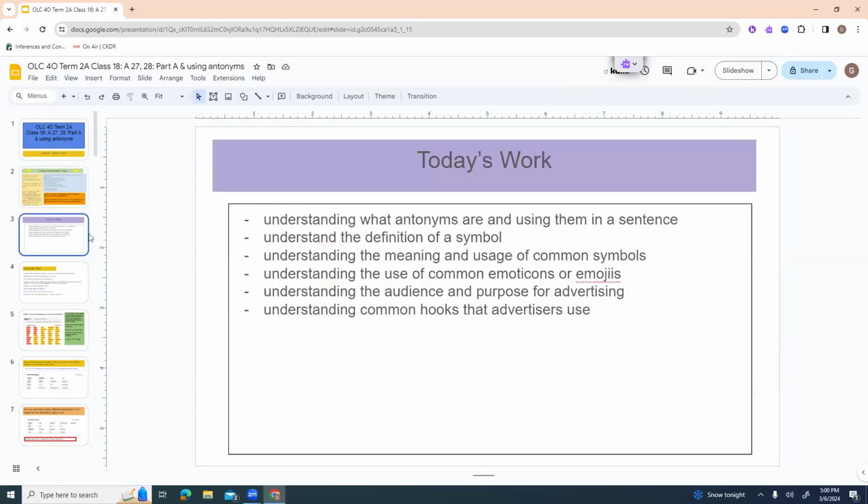All right. Today's work, we are going to look at what antonyms are and how we can use them in a sentence, understand the definition of what a symbol is, understanding the meaning and usage of common symbols, understanding the use of common emoticons or emojis, and understand the audience and purpose for advertising and common hooks that advertisers use.